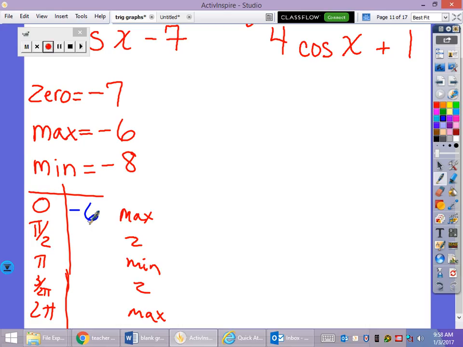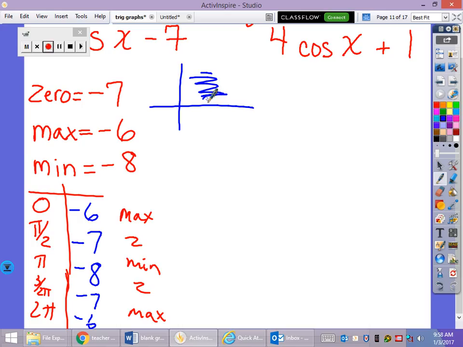-6, 0, -7, min, -8, 0, -7, and back to max, -6. So I have 1, 2, 3, 4, 5 ordered pairs that I could now map on the paper. And that would give me this side of a coordinate grid. And you can just reflect it to get the other side, right? Because they're symmetrical. They're beautiful.